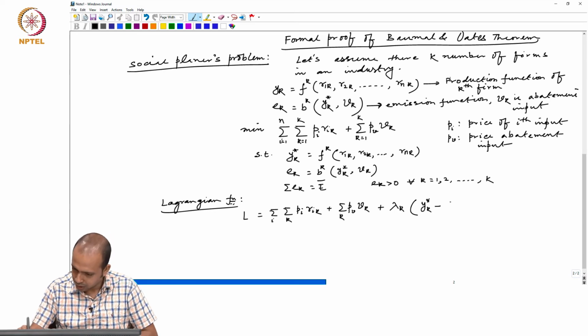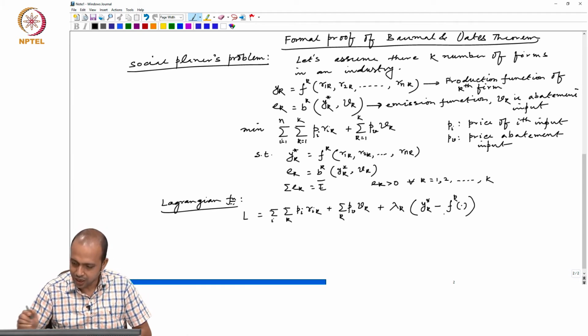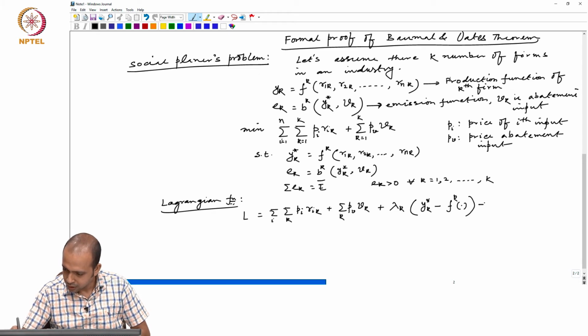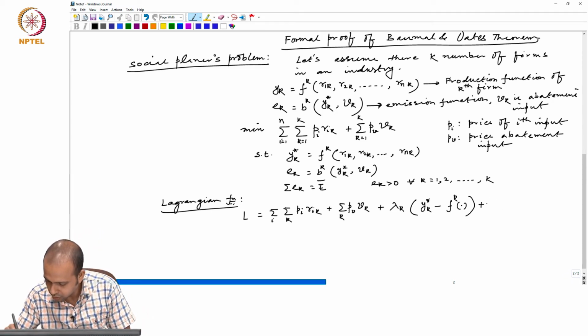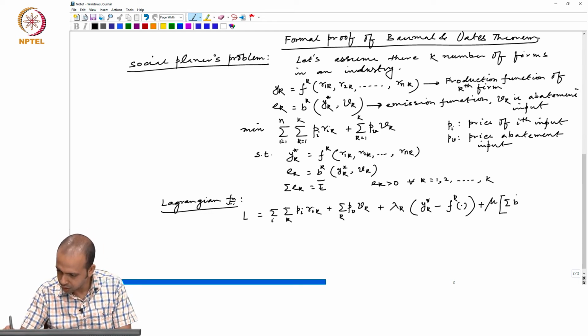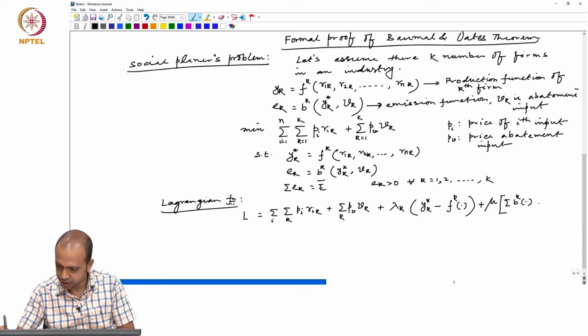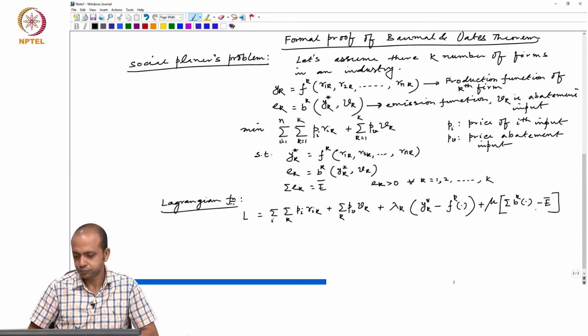minus f, plus another Lagrangian multiplier, which is let us say mu, then the sum of this Bk minus E bar. Okay.